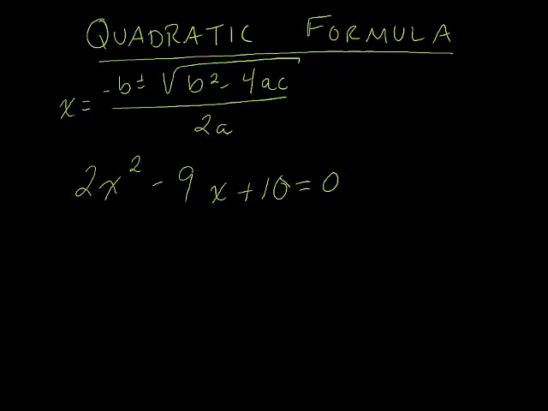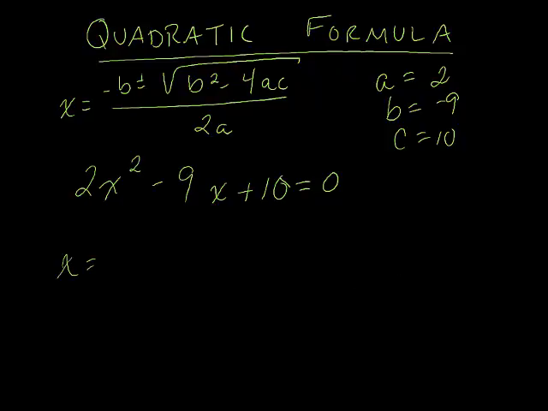We're going to use the quadratic formula shown here to solve this quadratic equation. So let's first write what our variables are. A equals 2, B equals -9, and C equals 10. So now that we have that, now we can substitute in.